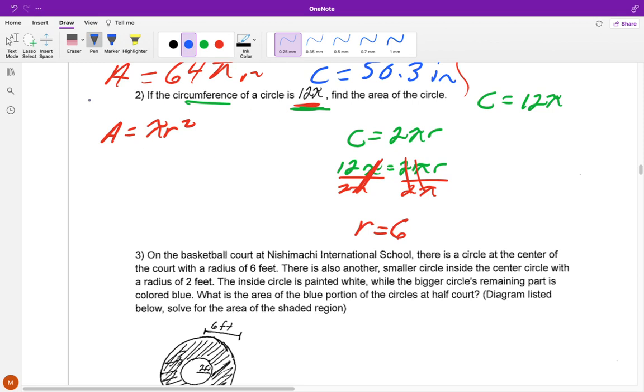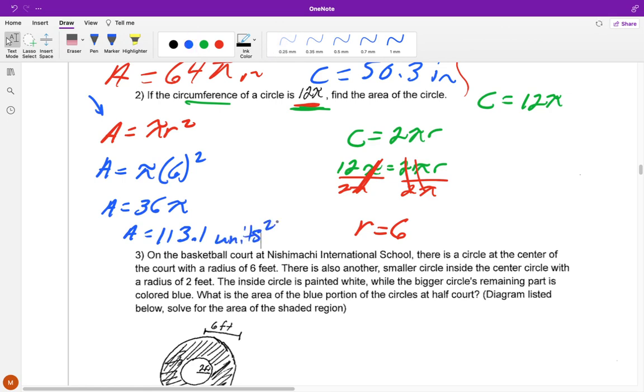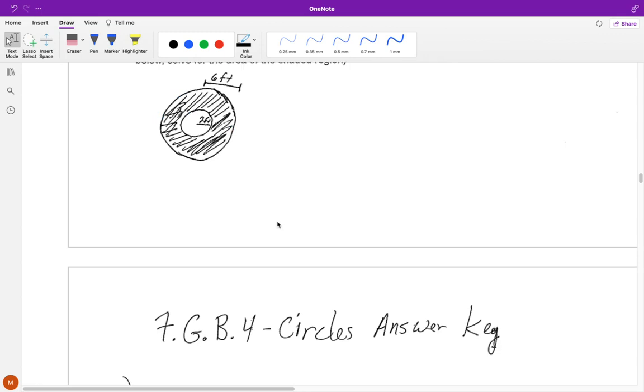So if I know what my radius is, I can now figure out what the area is, because the area is pi times radius, or 6 squared. So our area is equal to 36 pi. And then if we wanted to know what that was as an actual value, we can round it. We can say it's equal to 113.1. And our units, it doesn't give us any, so we can just write units squared. All right, so now the last question.